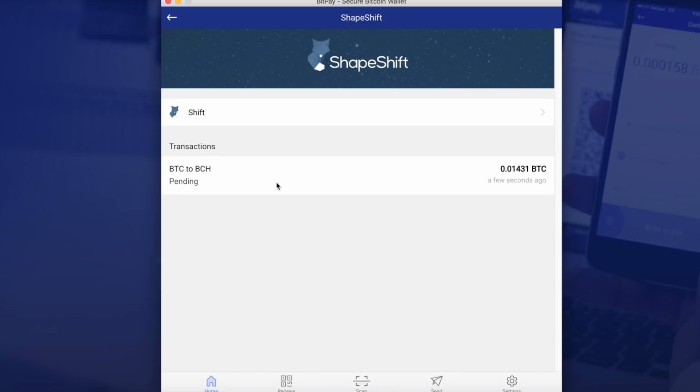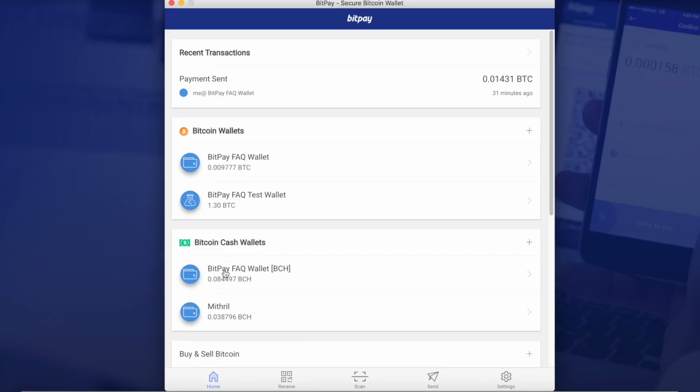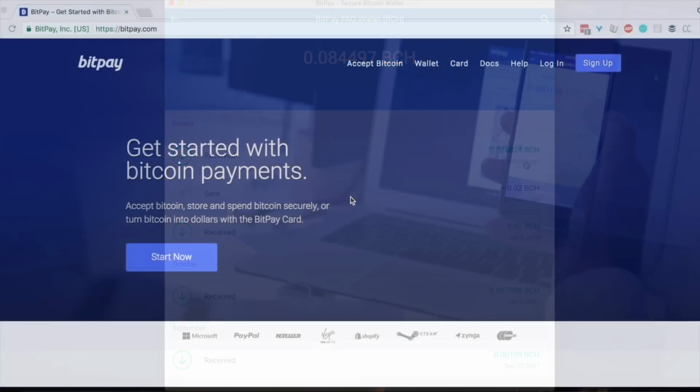Waiting on a shift to complete? You can check the status of your shifts on the home screen of the ShapeShift integration. And now the shift is completed. We can scroll up and look in our Bitcoin Cash wallet and see that we have received the shift. And it's as simple as that.